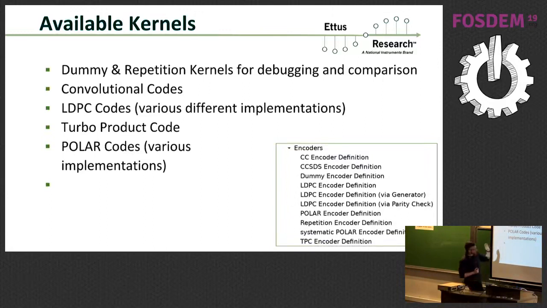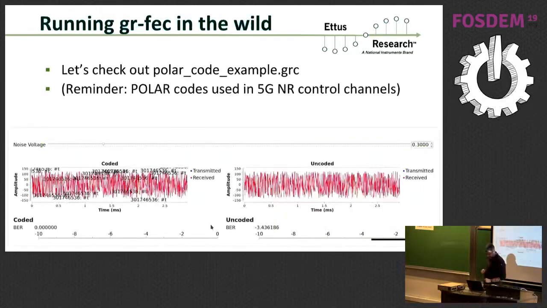And the repetition encoder is an encoder that often comes up in classes. What you do in a repetition encoder is you send the bit multiple times. Turns out that's actually not very useful. And I'll show you why in a sec.